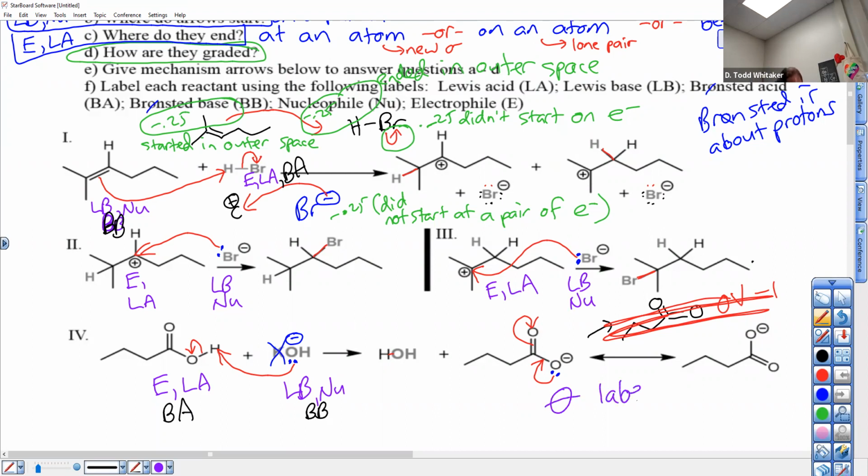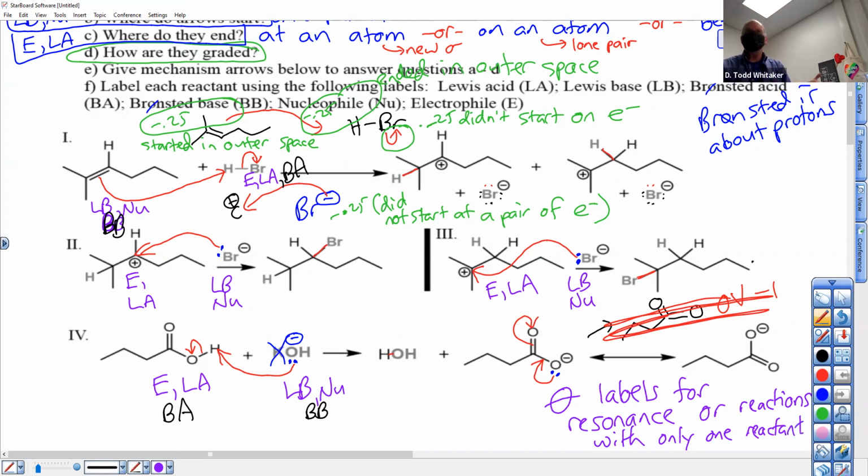And no labels for resonance, or reactions with only one reactant. Okay? Don't put labels on something that's not reacting with another molecule. Those labels are for how they are interacting with each other. If there's not two things interacting, please don't label. We have a question.